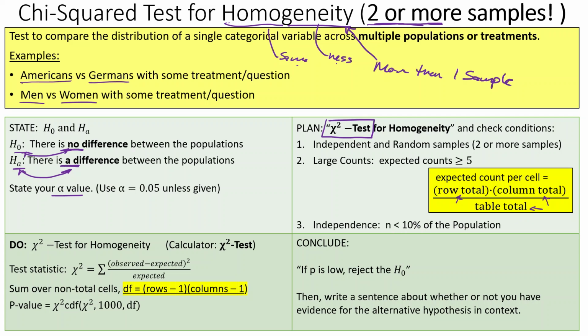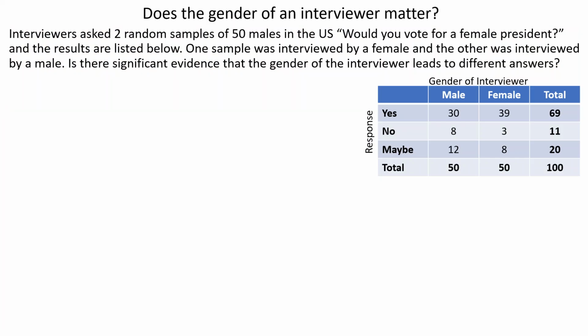Independence. Our n should be less than 10% of the population, just like always. Everything else is calculated exactly the same, including the degrees of freedom: the number of rows minus 1 times the number of columns minus 1. And we need to make sure we write that down, as well as write down our p-value and whatever our chi-squared value is. And then our conclusion is done the same way. If p is low, reject the Ho, and we write a sentence about whether or not there is a difference, or we have evidence for that difference.